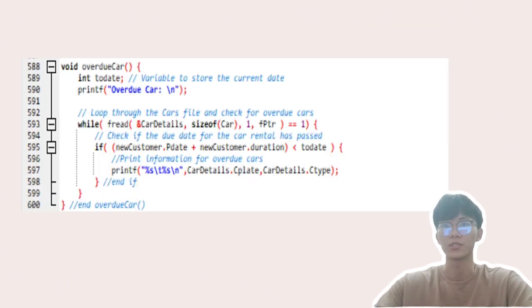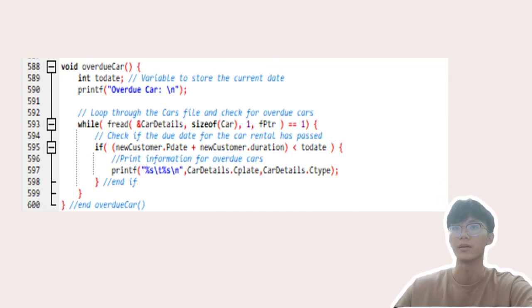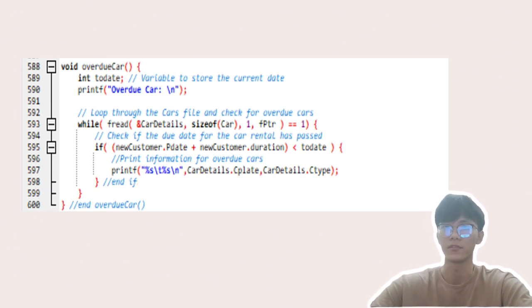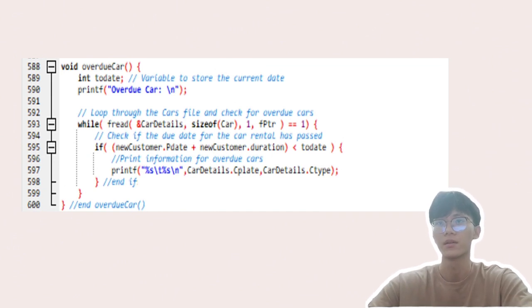For the overdue car function, first a variable today is declared to store the current date. Then the function will print a message, "overdue car", that indicates that the following information will be about overdue cars. The function starts a loop that reads information about cars from a file pointer. It uses fread to read one record of size of car from the file into the car details structure. The loop continues and will terminate when there are no records to read.